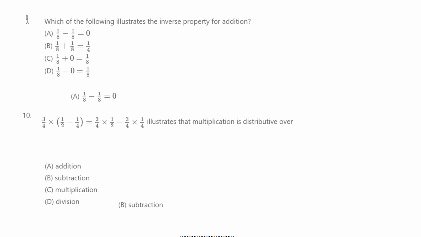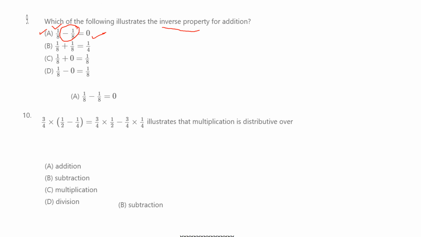Following illustrates the inverse property for addition. First one you see that 1 by 8 minus 1 by 8 equal to 0. 1 by 8, the additive inverse of 1 by 8 is minus 1 by 8. So if we add it, we can get 0 only. Therefore first option is correct. That is the inverse property for addition.